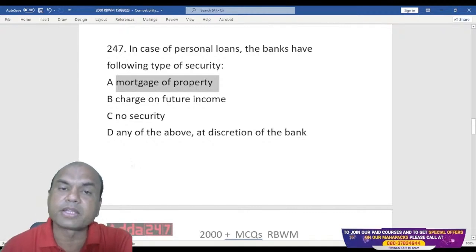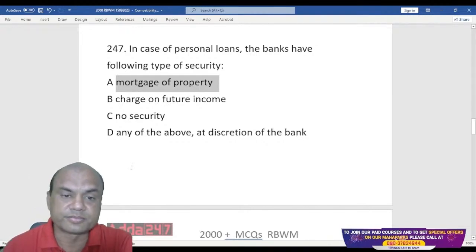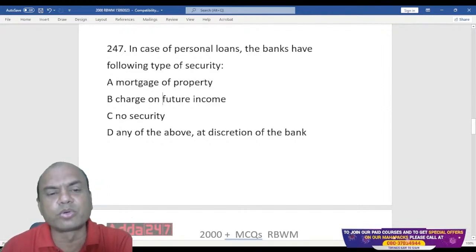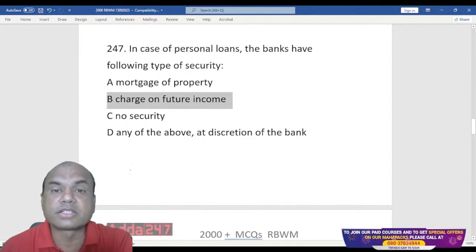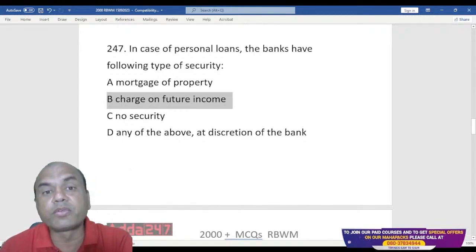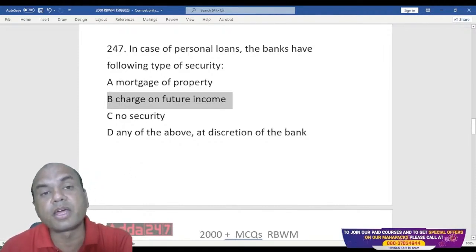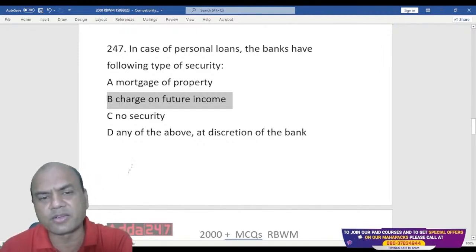This mortgage of property is taken for commercial loans. For personal loans, it's not at all there. Charge on future income is also not there. Some banks do go for this. Some nationalized banks have a system that you will require the company to give you in writing that they'll deduct the EMI from the salary and pass it on to you. But these things are gone now. Nobody does anything. So charge on the future income is also not done.